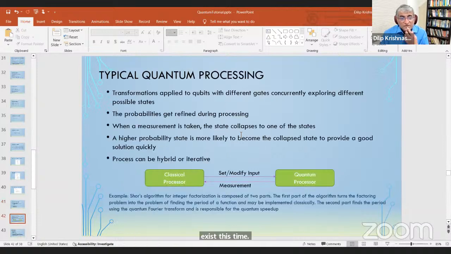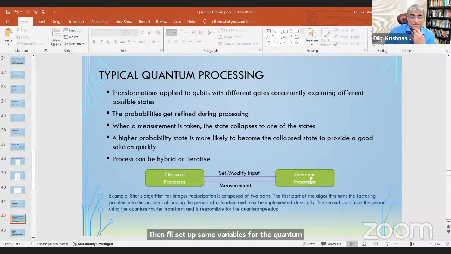And so typical quantum processing is, hey, I will do some processing on a classical processor. Then I'll set up some variables for the quantum processor, let it do some computation, and I'll take a measurement and get the result back. Then based on that, maybe I'll make some changes, tweak it further on the classical side, and send it back again, and so on. So you could have an iterative process between a classical and a quantum processor.